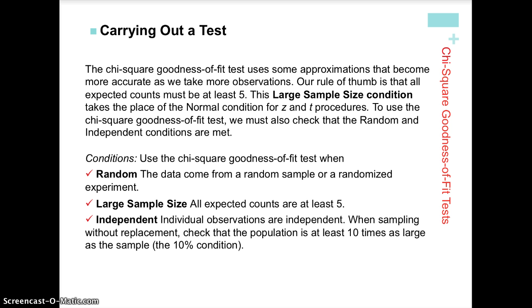at least 5. If we don't get expected counts of at least 5, we have an option to either combine two categories or more if necessary so that we do have expected values of at least 5, or we can still proceed knowing that our sample size really isn't large enough for us to be able to use inference.